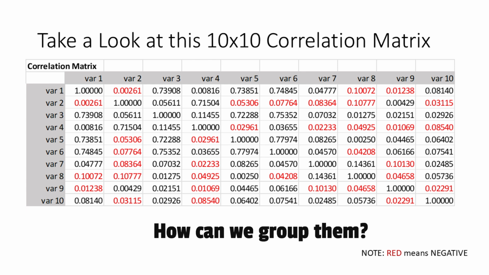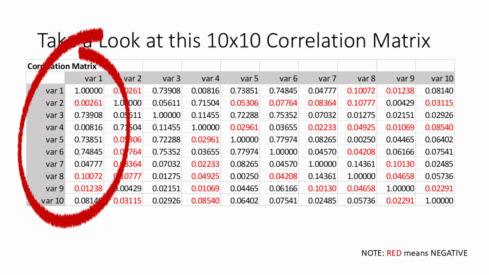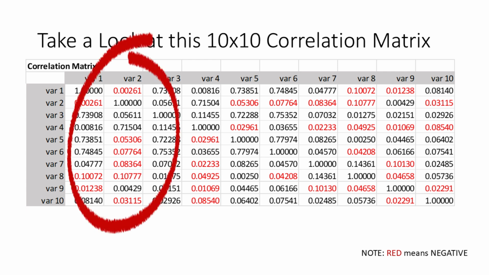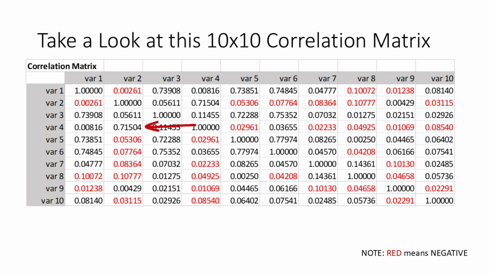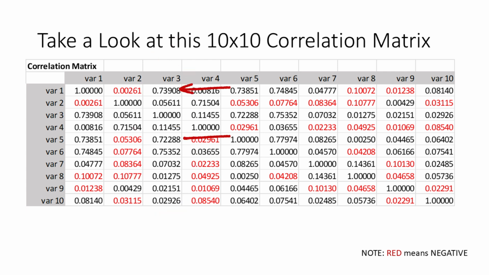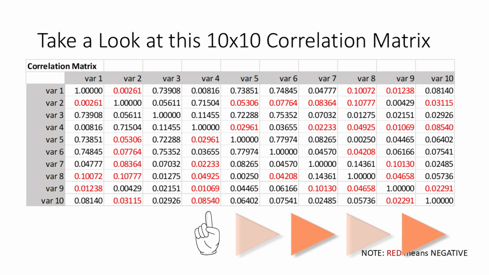Eyeballing the table and focusing on the first column, it looks like variable 1 is correlated with variable 3, 5, and 6. So they might be in the same group. Eyeballing the second column, it looks like variable 2 is highly correlated with variable 4. Now eyeballing the third column, we already noticed that variable 3 is related with variable 1 and also variables 5 and 6, etc. Now we start doing this across all the columns, and we can see how tedious and error-prone this eyeballing exercise can be.